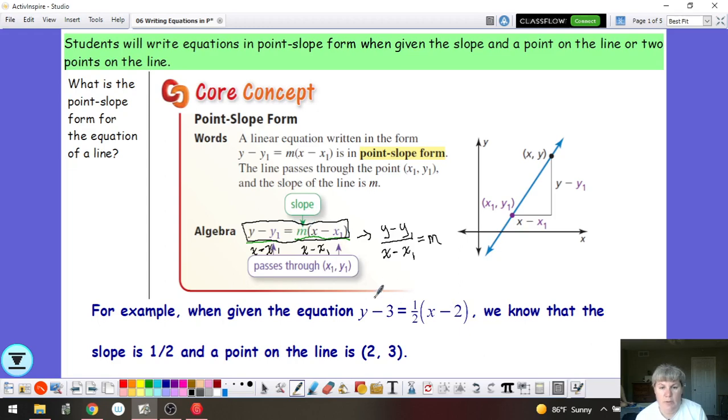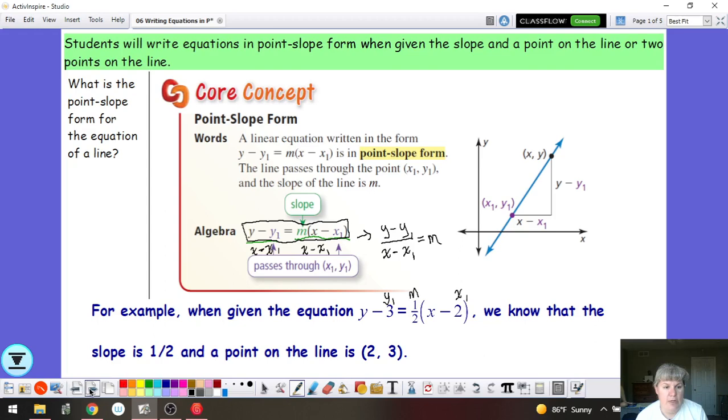So for example, in the equation y minus 3 equals 1/2 times x minus 2, we know that the slope is 1/2 because that's m, and that a point on the line is going to be 2, 3 because the 2 is x1 and the 3 is y1.